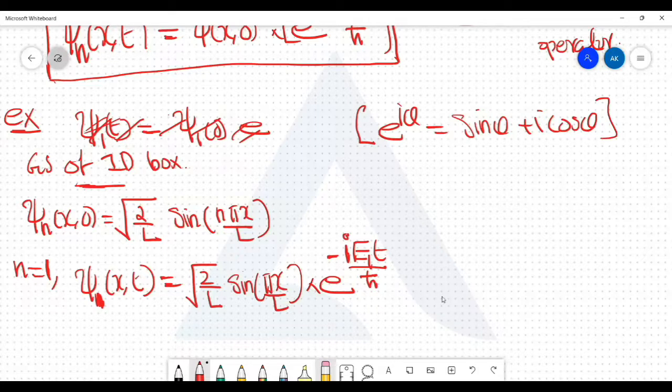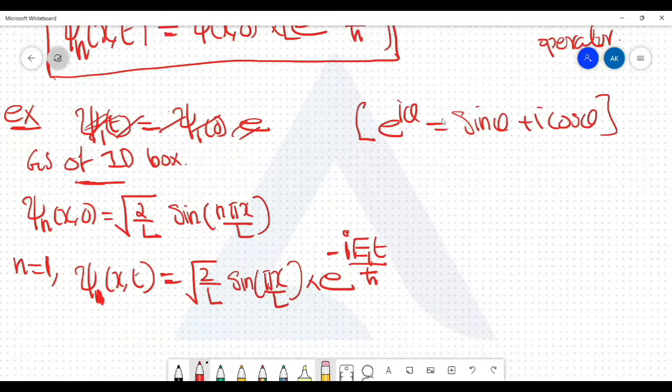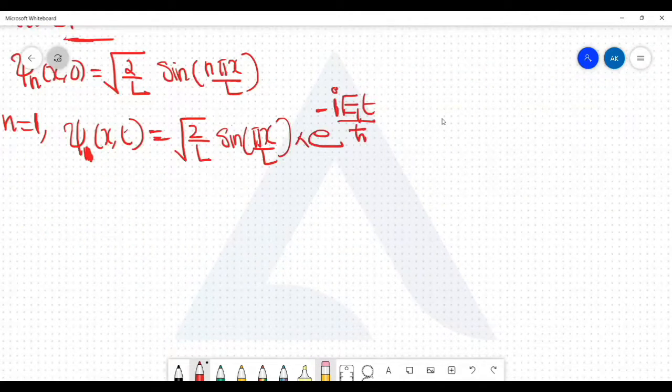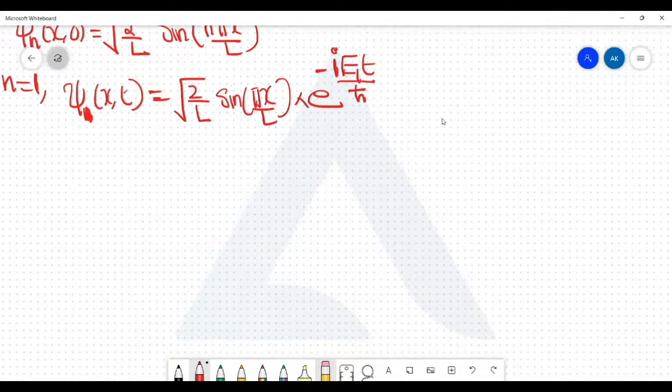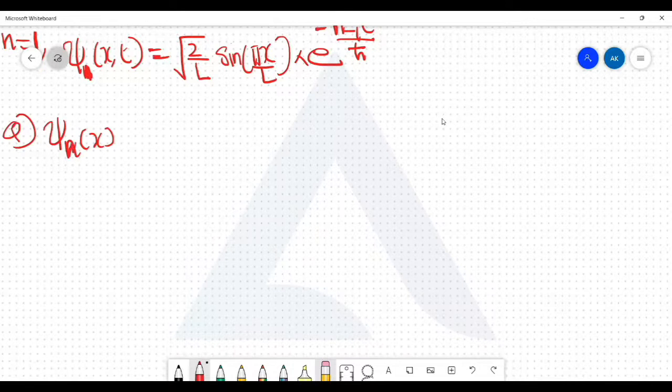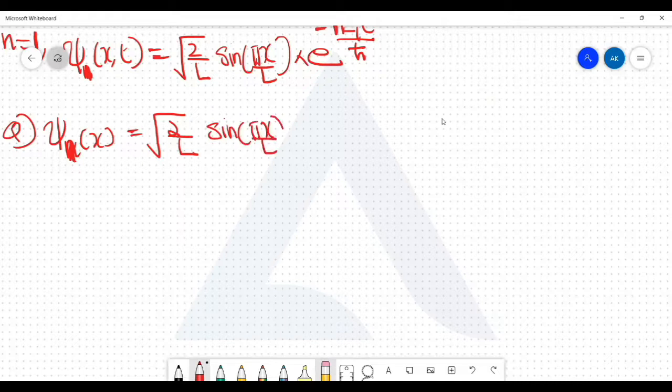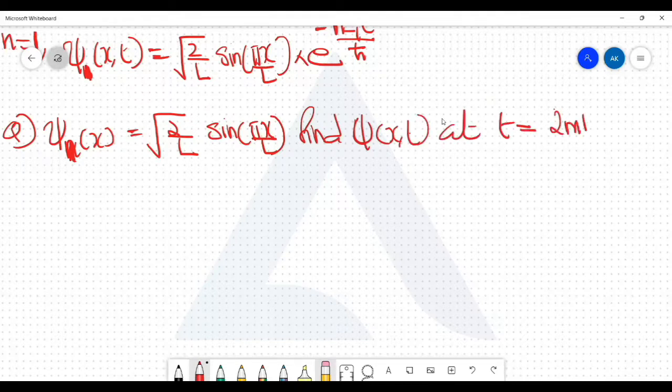Now let us see some examples. Question 1. psi 1 of x equal to root 2 by L sin pi x by L. We saw that already. Which box is it? It is a box of length 0 to L, right? Find psi of x, t at t equal to 2 m L square divided by pi h cross.